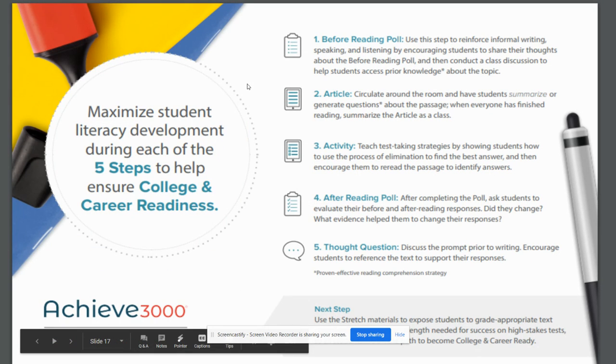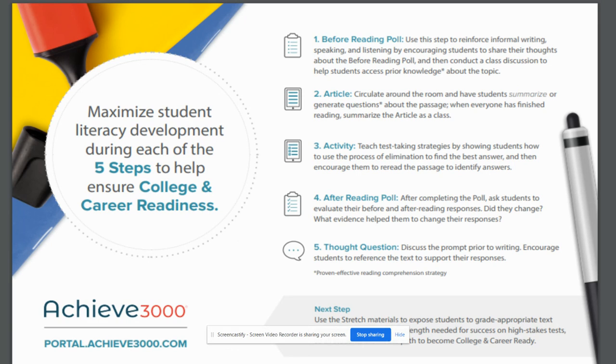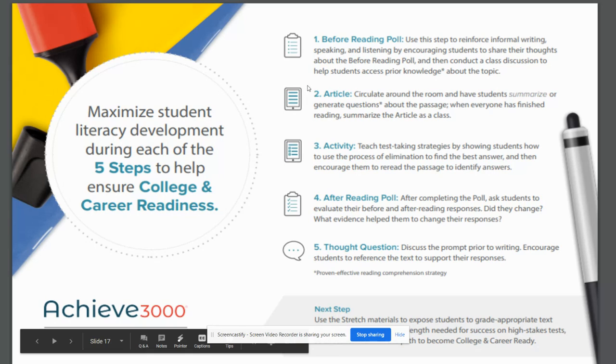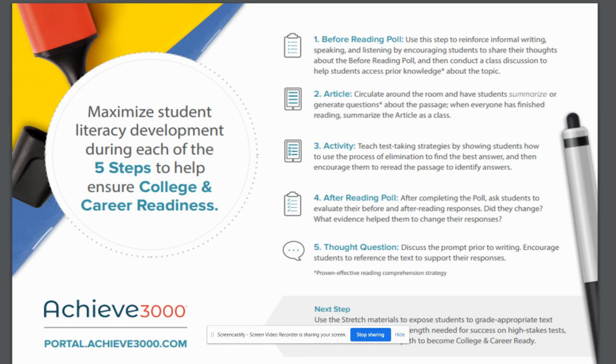Again, we have these cards available. This is the way to maximize, right, literacy development during each of the 5 steps to help ensure college and career readiness. This is the teacher card, and this is something that you can use to just reinforce your understanding of what you need to do with each of these 5 steps. There is a student-friendly version of this particular card, and you can find it on Achieve 3000. It's a great resource. You can use it to reference for yourself and also support your kids.